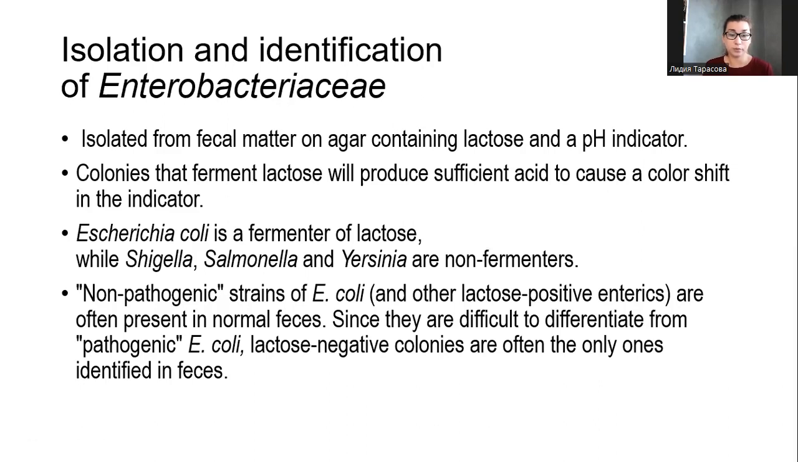Isolation. We can isolate Enterobacteriaceae from fecal matter on agar containing lactose and a pH indicator. Colonies that ferment lactose will produce sufficient acid to cause a color shift in the indicator. Escherichia coli is a fermenter of lactose, while Shigella, Salmonella, and Yersinia are not fermenters. Non-pathogenic strains of E. coli and other lactose-positive enterics are often present in normal feces. Since they are difficult to differentiate from pathogenic E. coli, lactose negative colonies are often the only ones examined in feces.